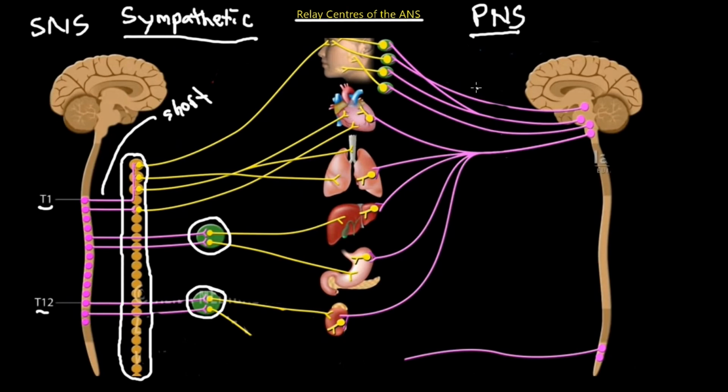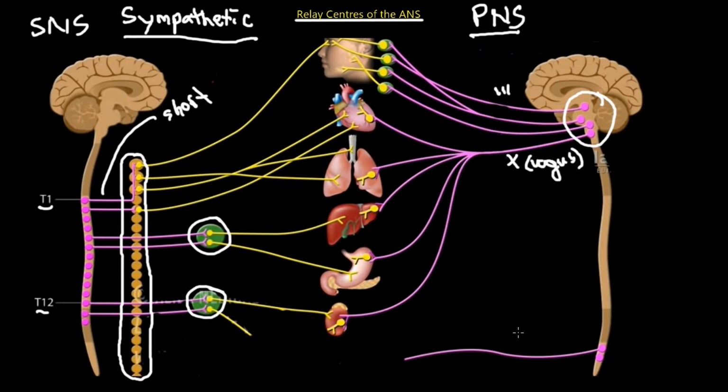However, the parasympathetic nervous system is going to be coming off the brainstem. So these are actually going to be the cranial nerves. So this would be cranial nerve number 3, cranial nerve number 10, which is the vagus nerve, very important for our body.